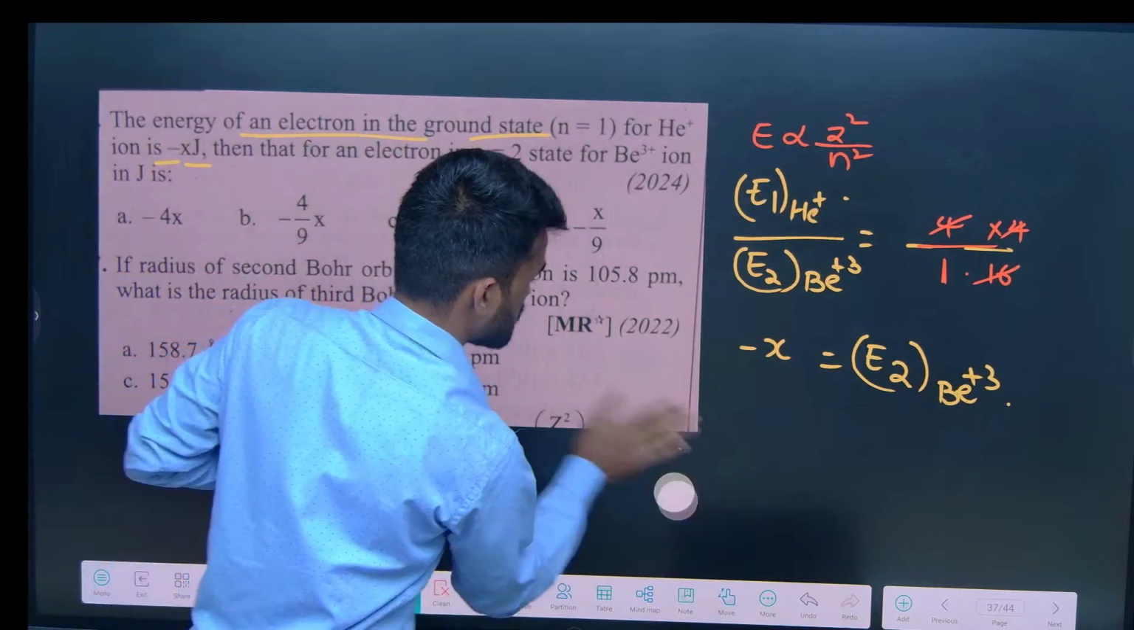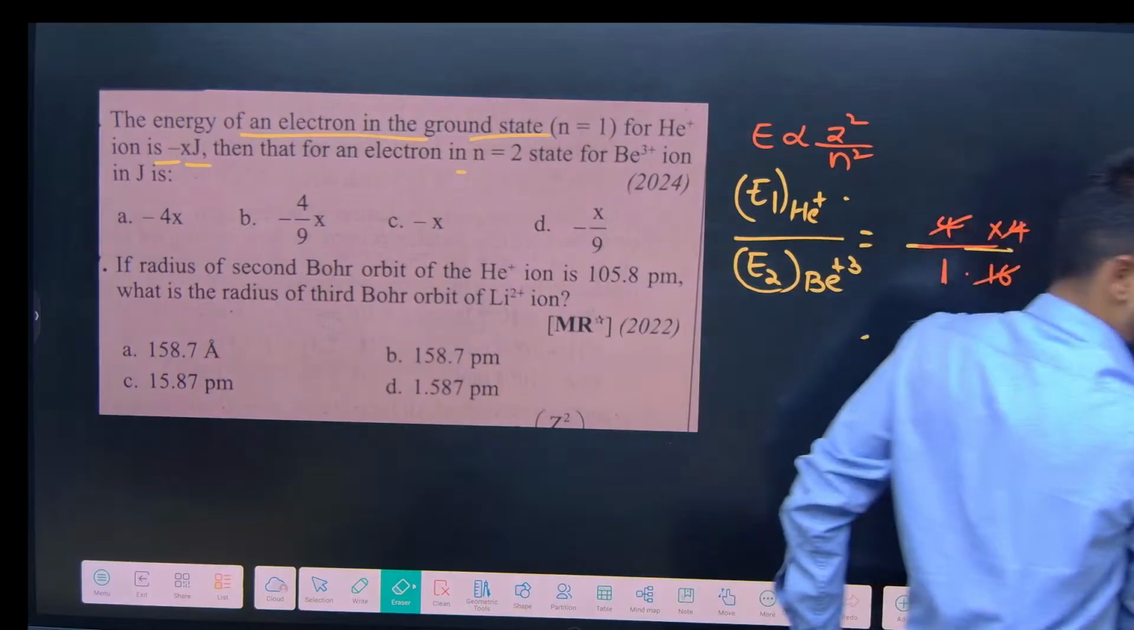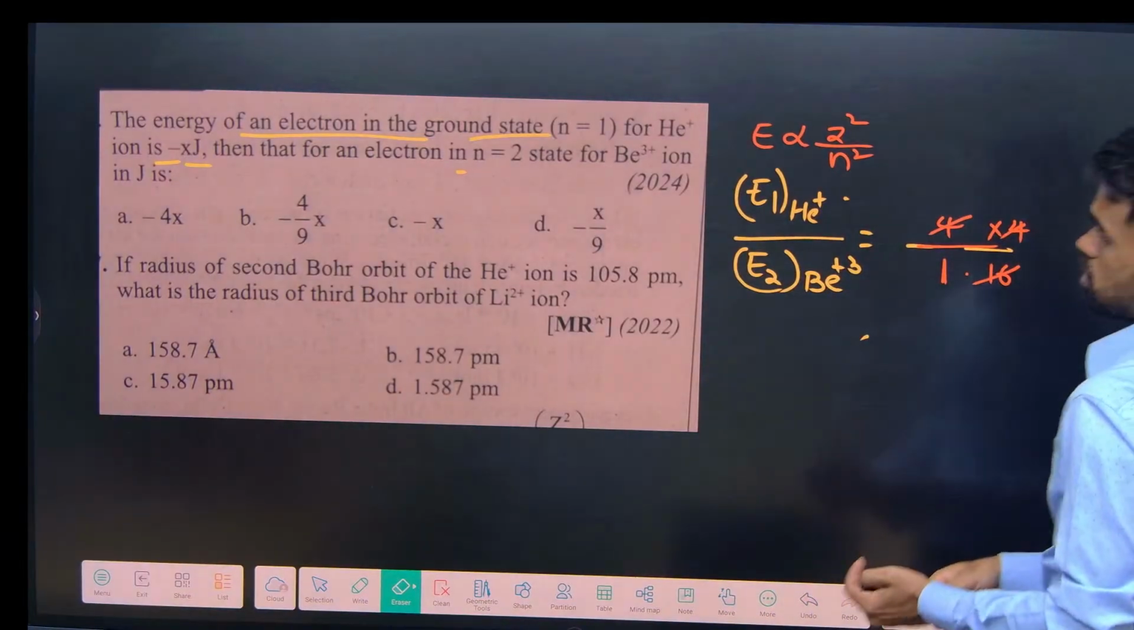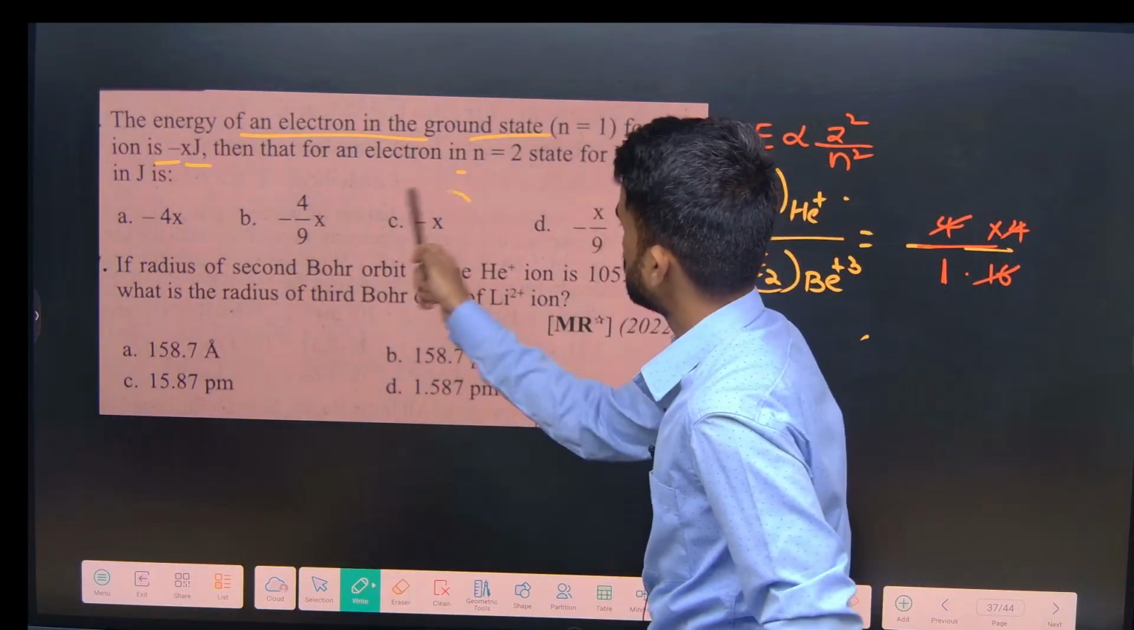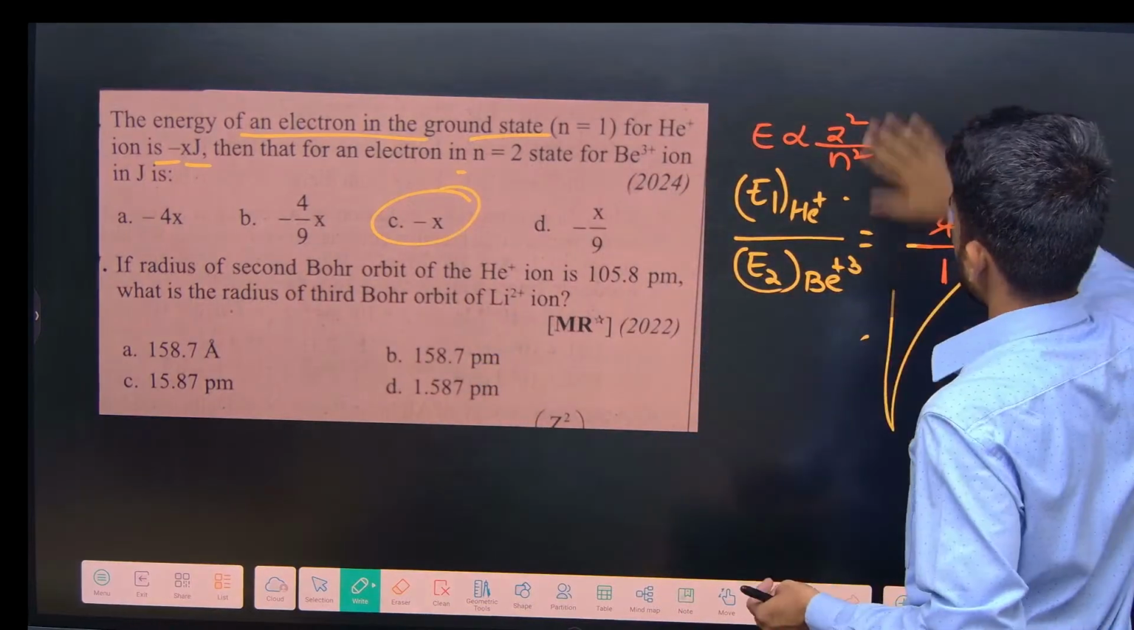Yeah. So just read this once. Tell me what will be your answer. So the above question has answer C. For the other question, you tell me.